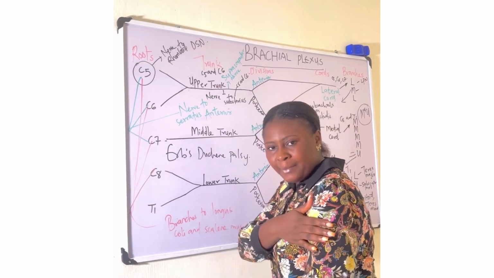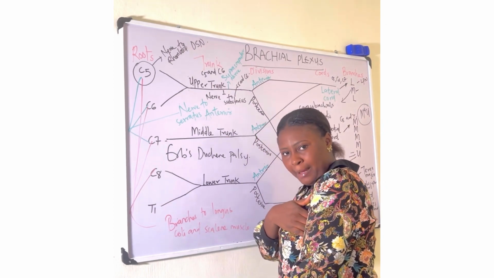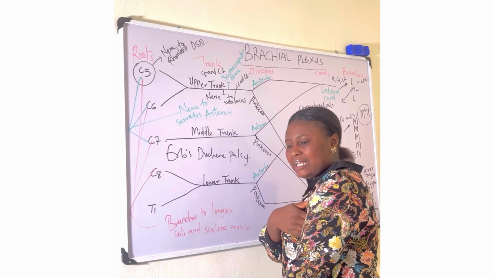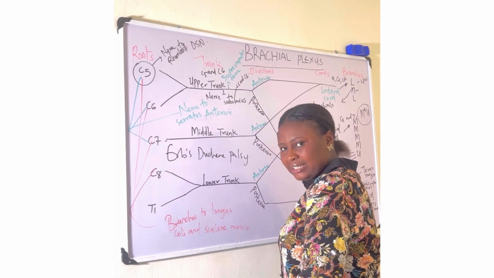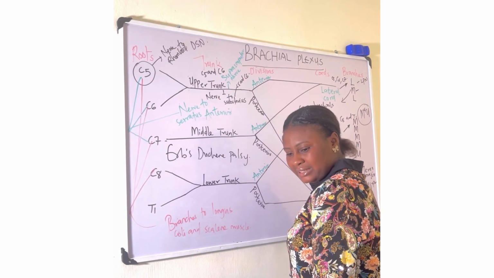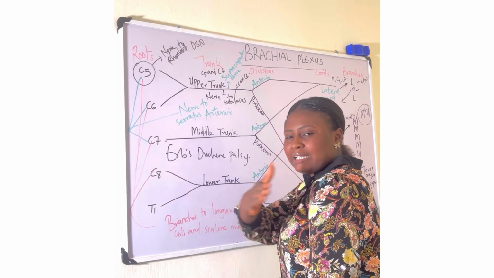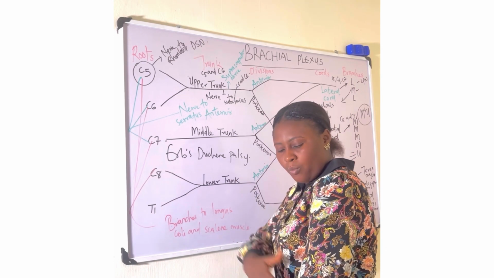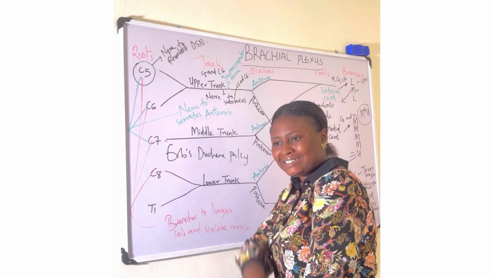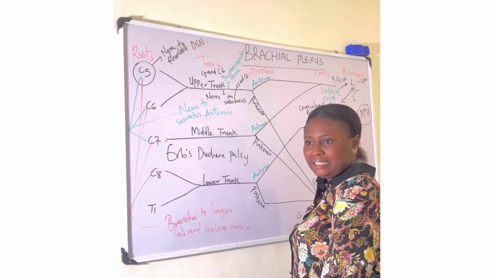Now this arm is going to be adducted, and then medially rotated. This is exactly what happens: the arm is going to be adducted and medially rotated, while the forearm is going to be extended and pronated.